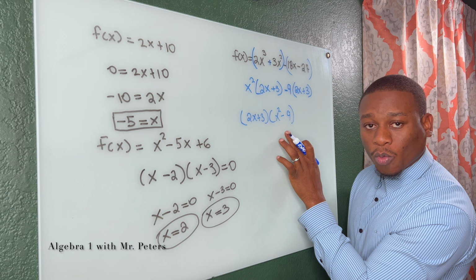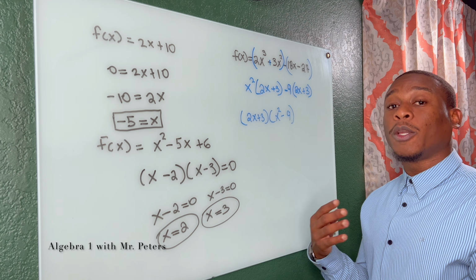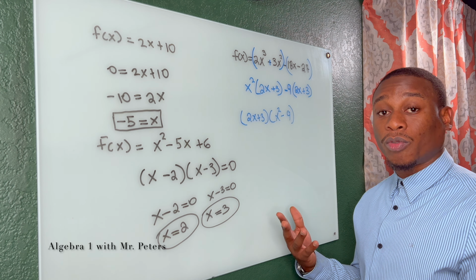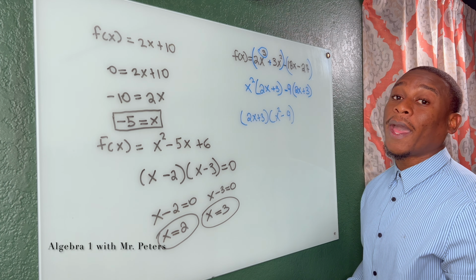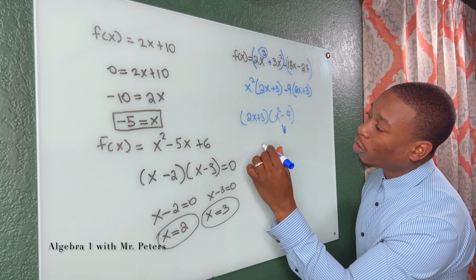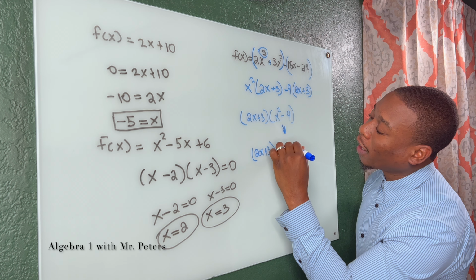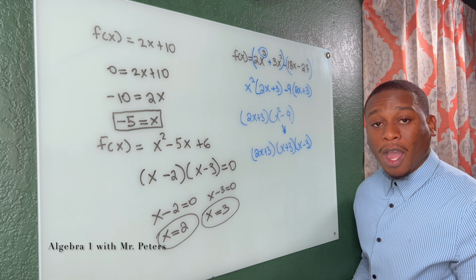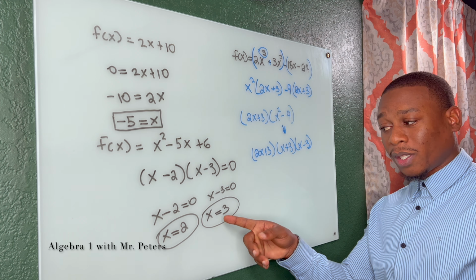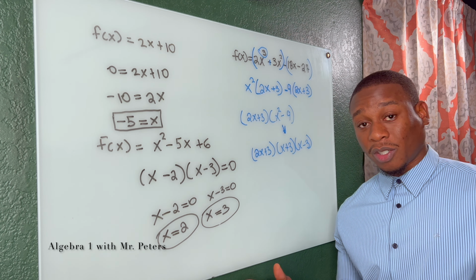Just don't forget with higher degrees, right? So 3, 4, typically we're going to have that amount of zeros. Your exponent typically tells you the amount of possible zeros you could have. So we go down here, we break this one down one step further, right? And we're going to get x plus 3 times x minus 3. And now we have the zeros. We could take it one step further like this quadratic equation. So this is how we find the zeros.